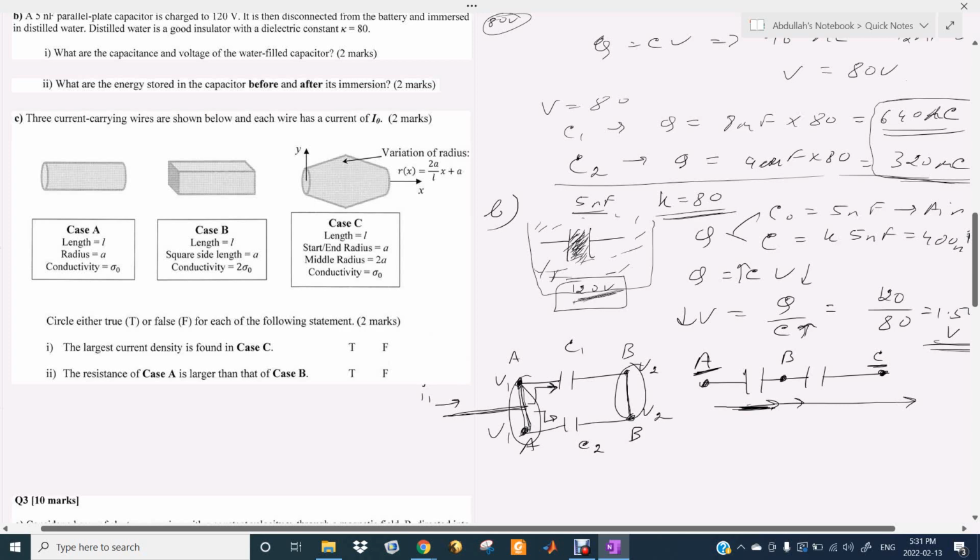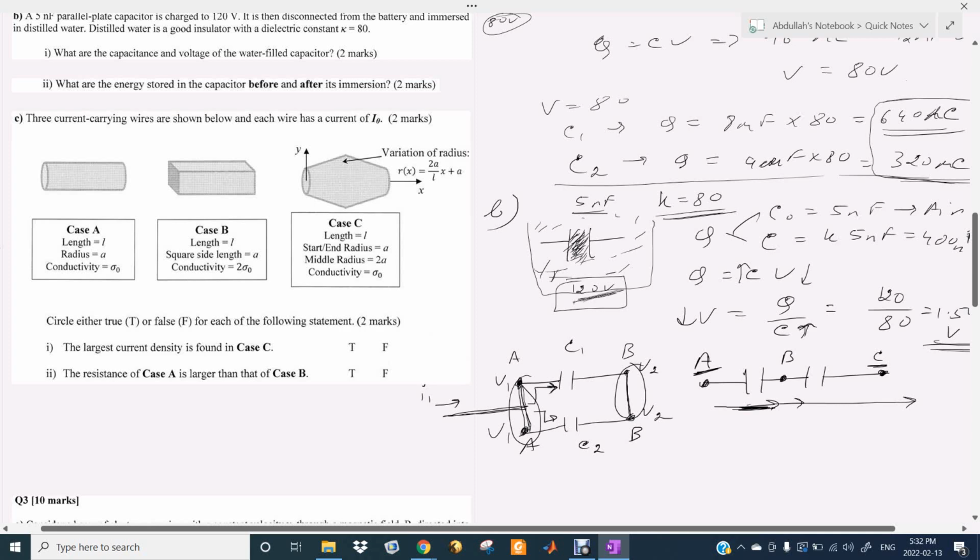You have a circular cylindrical wire, length L, radius A, conductivity sigma naught. Case B, you have a block, length L, with square side length A. That means it's A by A, so area is A squared, with a conductivity double that of case A. And for case C, you have a wire with a changing radius. The minimum radius is A because the start and end radius is given as A. In the middle, the thicker part, you have radius of 2A, so that's double. And the conductivity is same as case A. So case A and case C conductivity is same, right?